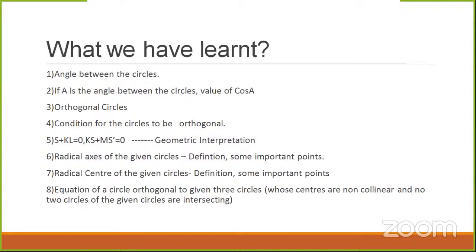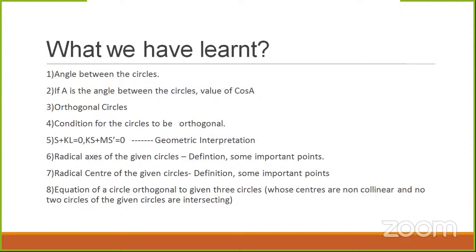Here d is the distance between the centers, r1 is the radius of the first circle and r2 is the radius of the second circle. And we have also learned that cos theta is equal to c plus c dash minus 2g g dash minus 2f f dash by 2 times root of g square plus f square minus c into root of g dash square plus f dash square minus c dash, as another important formula. Using this formula, we have defined what orthogonal circles are and the conditions for circles to be orthogonal. The 2 circles are said to be orthogonal if the angle between them is 90 degrees. And the condition for orthogonality is 2g g dash plus 2f f dash is equal to c plus c dash.